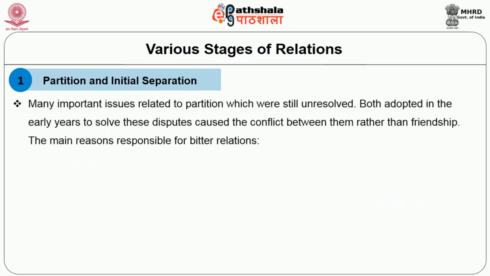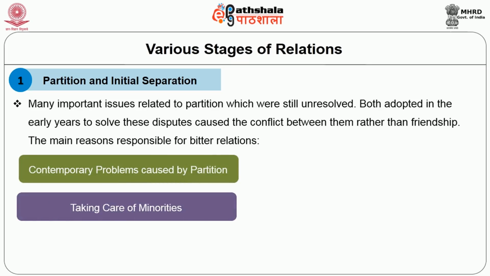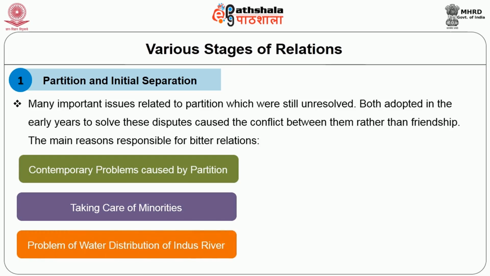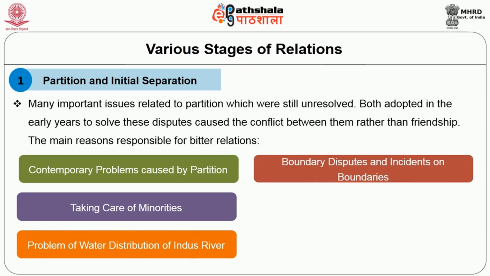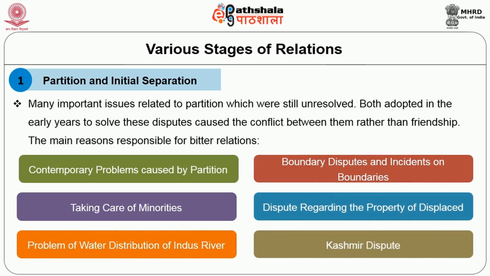There were so many important issues related to partition which were still unresolved. The approach both adopted in the early years to solve these disputes caused the conflict between them rather than friendship. The following were the main reasons responsible for bitter relations: contemporary problems caused by partition, taking care of minorities, problems of water distribution of Indus River, boundary disputes and incidents on boundaries, dispute regarding the property of displaced, Kashmir dispute.